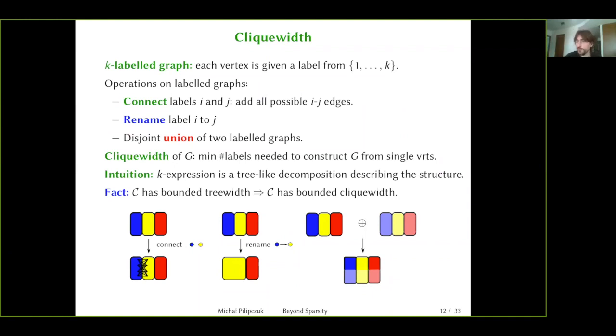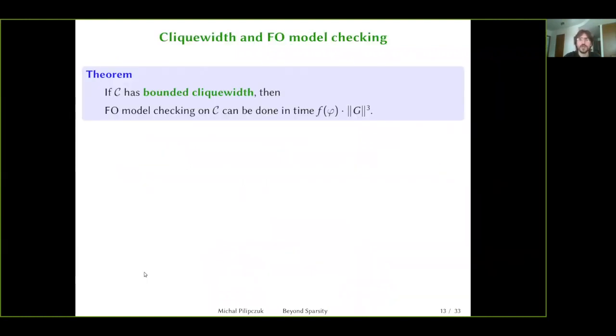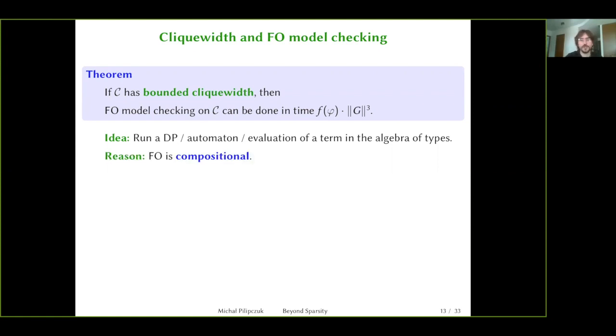However, graphs of bounded clique width can be dense. For instance, I can add a super large biclique somewhere in my graph. And actually, on classes of bounded clique width, you can also do FO model checking in FPT time, right? The idea of the proof is that you essentially run a dynamic programming. You can cast it as a run of an automaton or evaluation of some algebraic term.